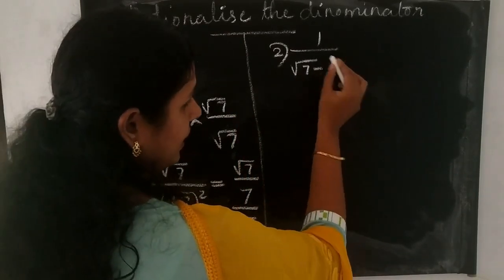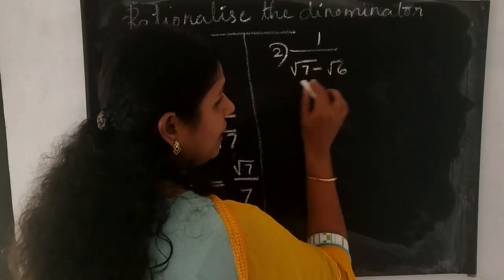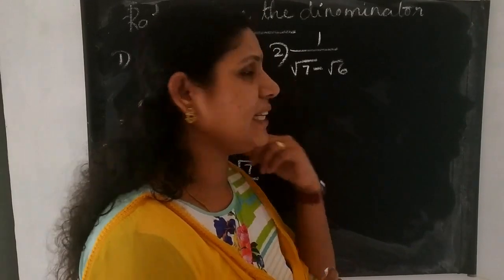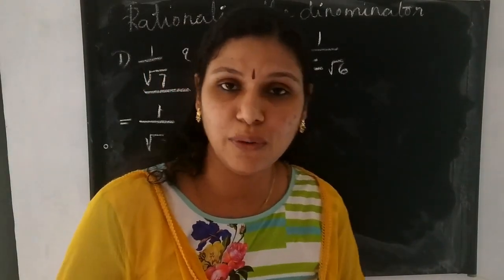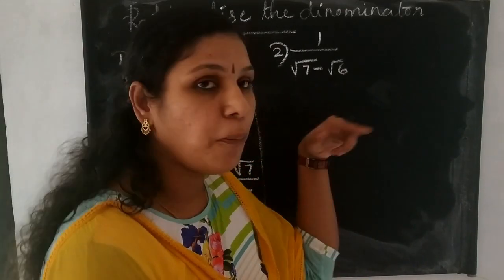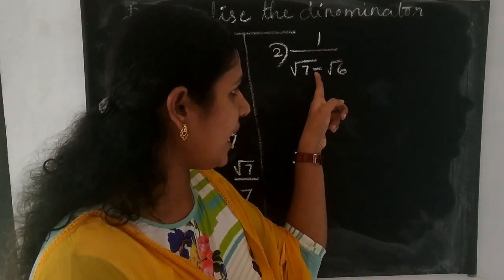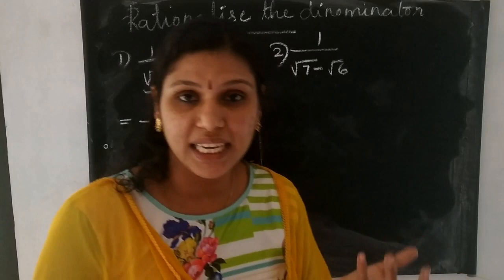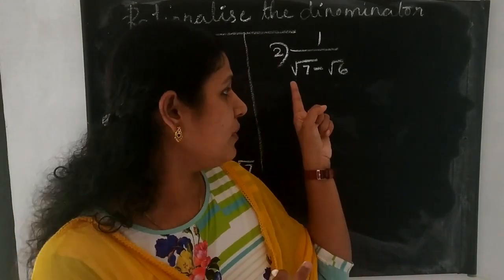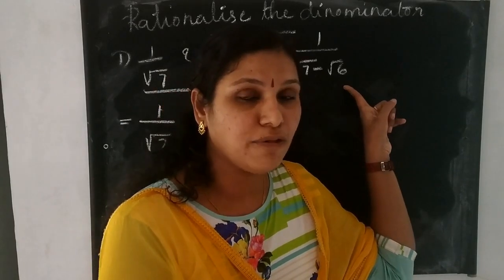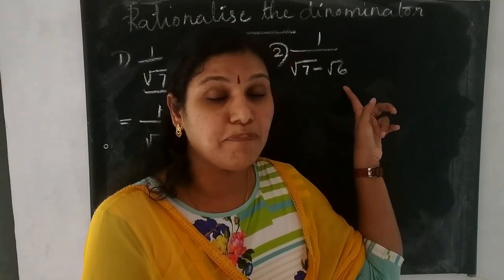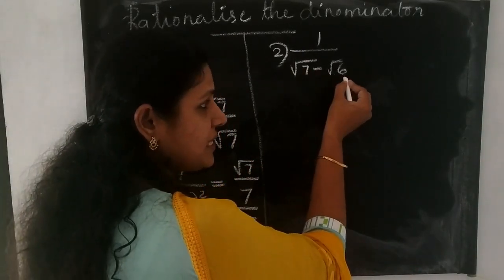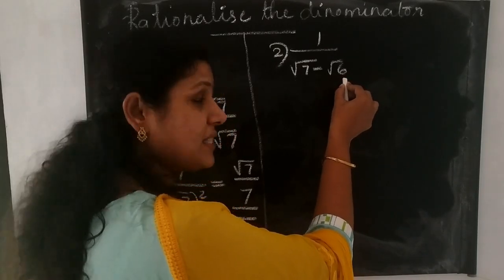See the second question. In the second question we can see root 7 minus root 6. Here two terms are there. So for rationalizing the denominator, we just multiply the opposite sign to both numerator and the denominator. The opposite sign means the conjugate. So we multiply the conjugate of root 7 minus root 6. The conjugate of root 7 minus root 6 is root 7 plus root 6. That is just the opposite sign.